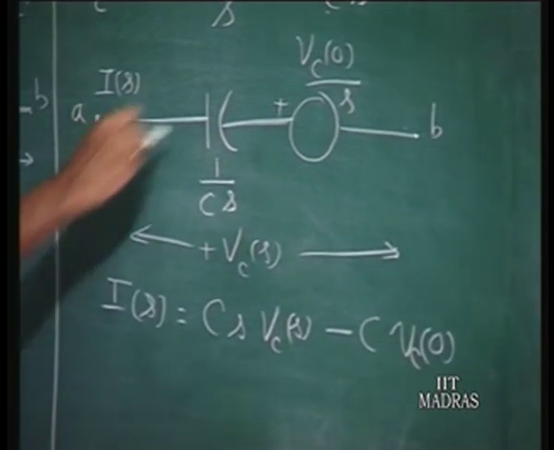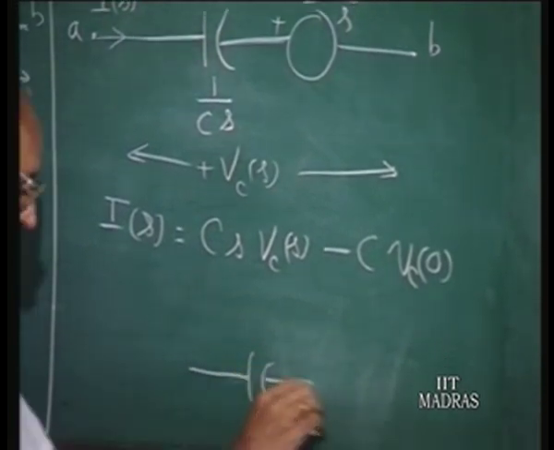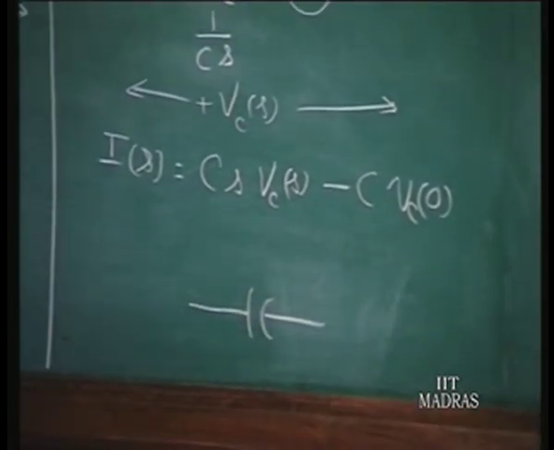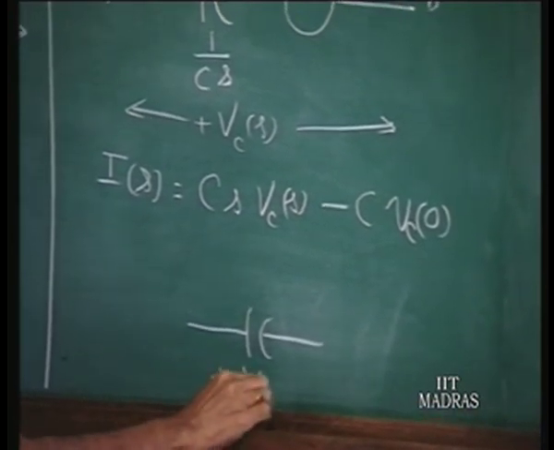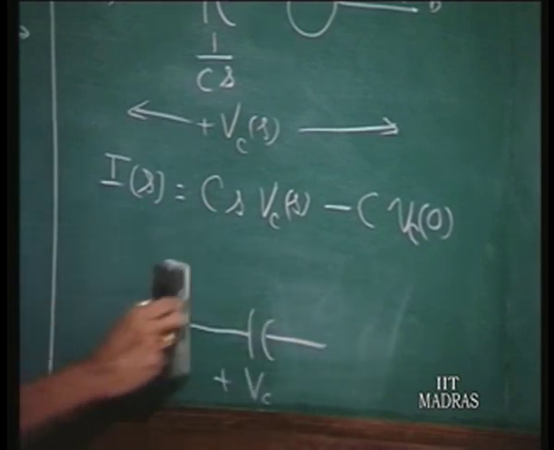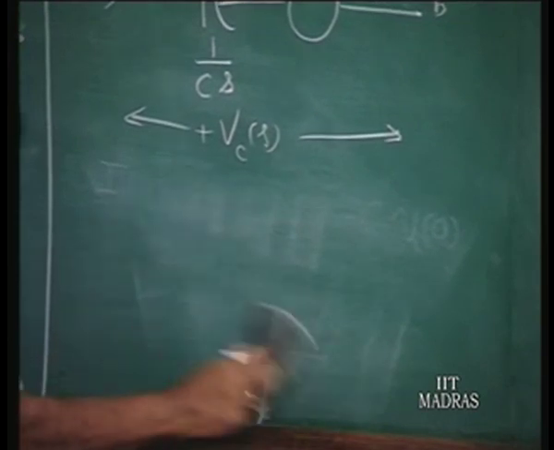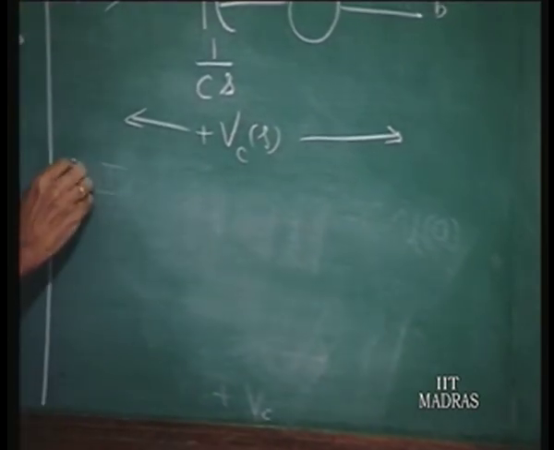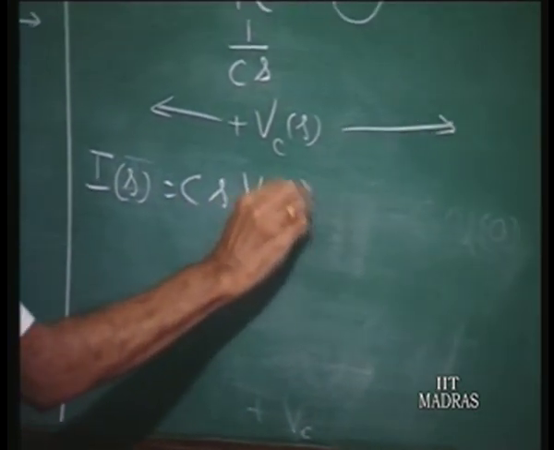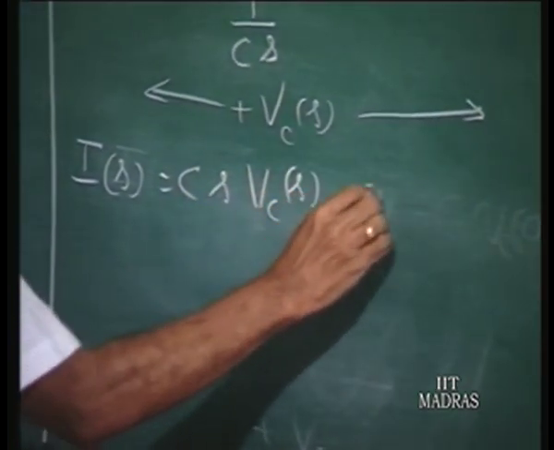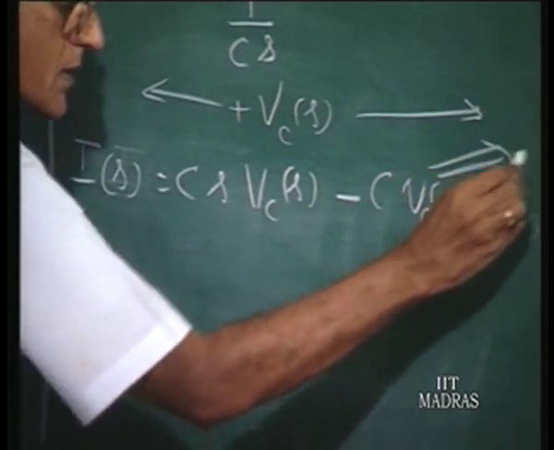This can be represented by a similar diagram like this. You have a capacitor whose voltage is Vc(s). Let me create a little more room here. I'll write this as I(s) equals Cs times Vc(s) minus C Vc(0), which of course is also Q0.